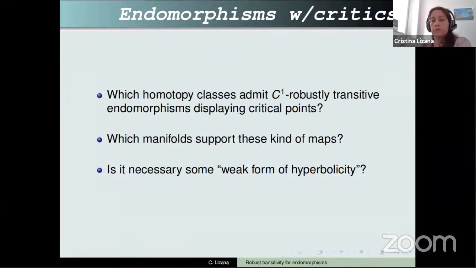So you have some natural questions, continuing the last result I just mentioned. For instance, you can ask which homotopy classes admit C1 robustly transitive endomorphisms displaying critical points. Which kind of manifolds support these systems, and also what is a necessary condition? Is it necessary to have this weak form of hyperbolicity? Remember, for diffeomorphisms, it's necessary to have a dominated splitting. For local diffeomorphisms, it is not necessary, but surprisingly, with critical points, we are going to recover this property from diffeomorphisms.